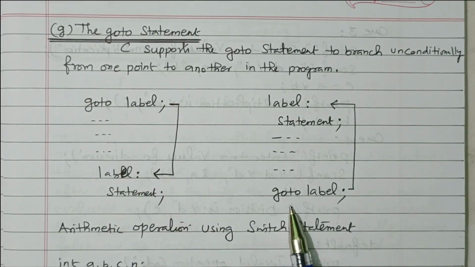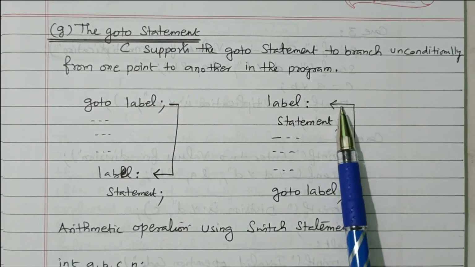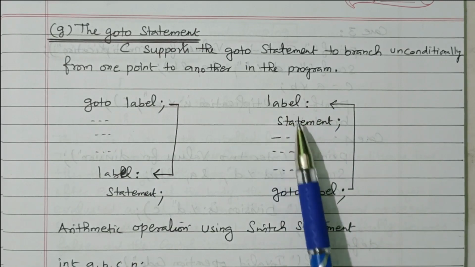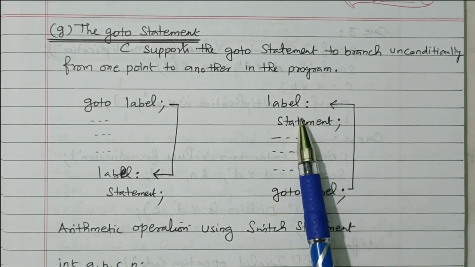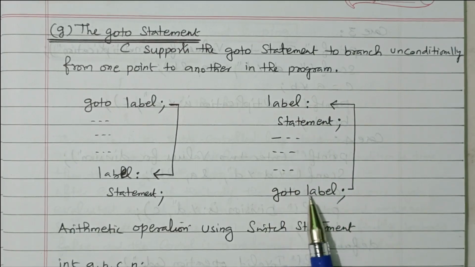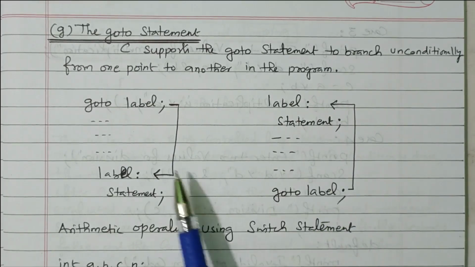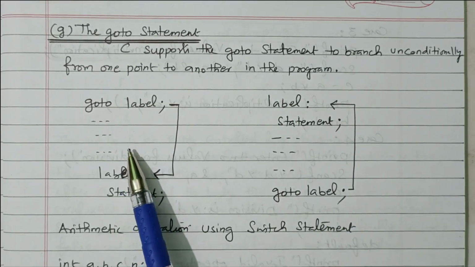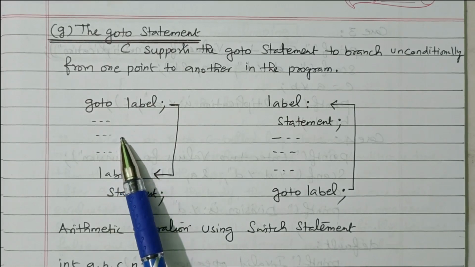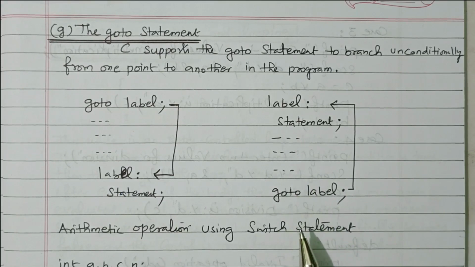Suppose the go-to label is available at the bottom. Go-to label means it will go to the label where it is available. So it will go to this label and these statements are executed. After executing the statements, again it will go back, so these are repeatedly executed. Here the statements are skipped, and here they are repeatedly executed. Now we'll see in detail the 2 types of this go-to statement.